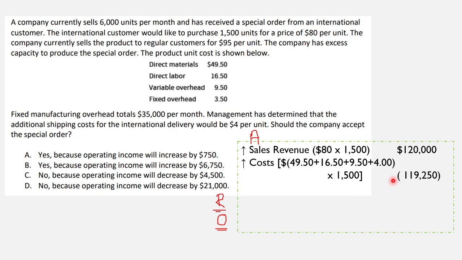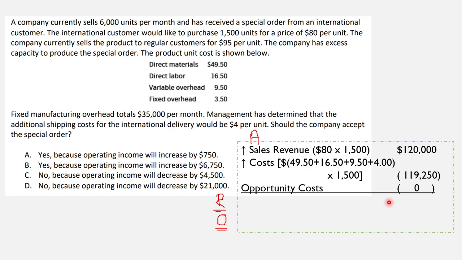79.5 times 1,500 units. Your incremental cost is $119,250. Yan yung incremental cost natin. Now, the company has excess capacity to produce the special order. Meaning to say, we will not sacrifice regular sales if we cater this order. Wala tayong isa-sacrifice na regular sales kapag tatanggapin natin yung order na to. That being said, we have zero opportunity costs.